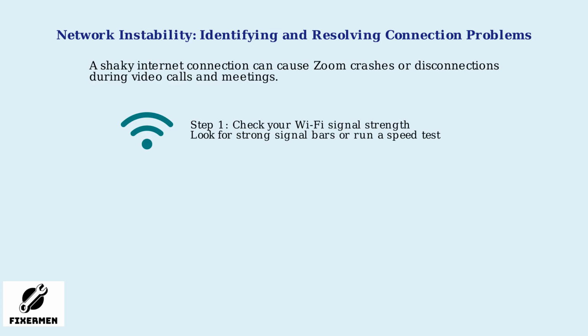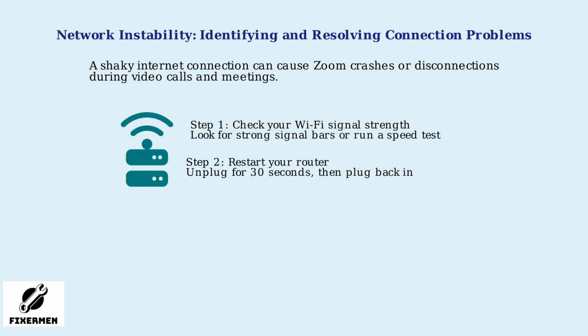Look for strong signal bars on your device, or run an internet speed test to ensure you're getting adequate bandwidth for video calls. Next, try restarting your router. Simply unplug it for about 30 seconds, then plug it back in. This often clears temporary network glitches and restores a stable connection.